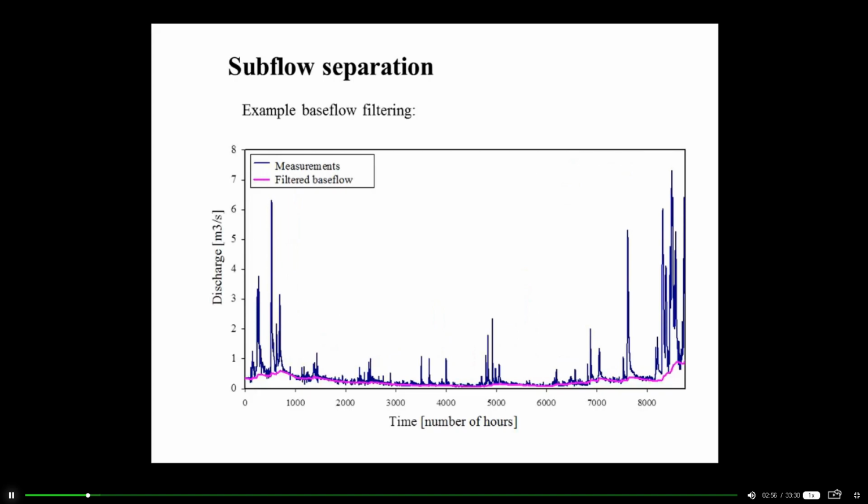This is another time series of river flow observations, but now for a longer time period. This is a time period of about 1 year. Again, in dark blue color you see the total river flow observations, but you also see the result from subflow separation. This time it's only the base flow that is shown, the pink series, and you can see that the base flow is identified here as a fraction of the total flow.